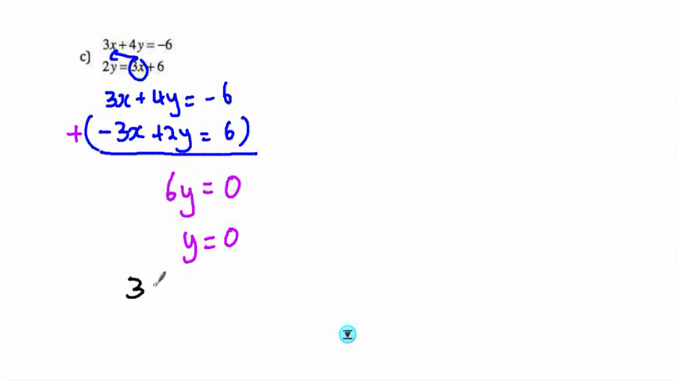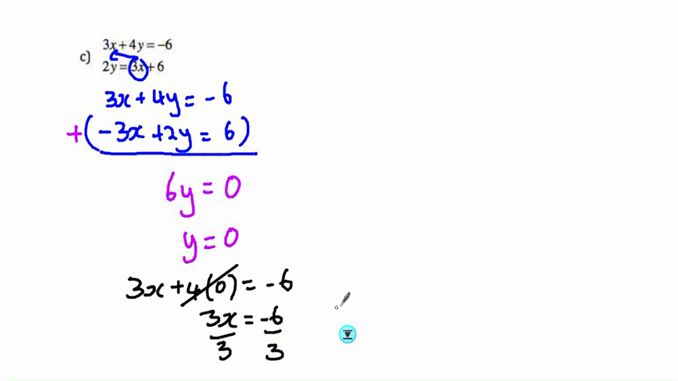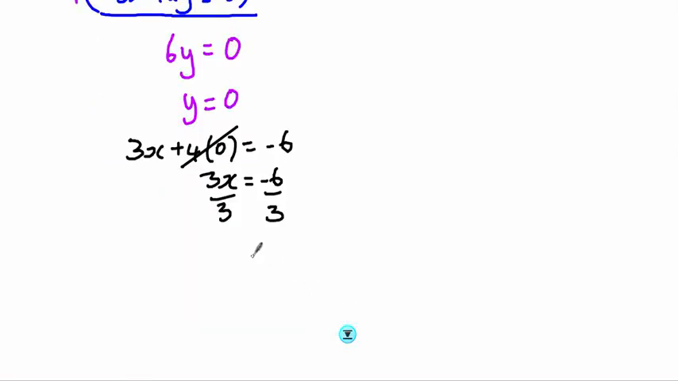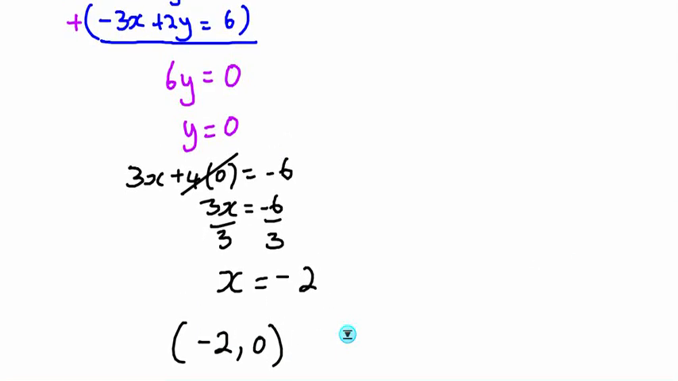And so I'm going to substitute back into the first equation. 3x plus 4 times y, which is 0, is minus 6. And so 4 times 0 is 0. 3x is equal to minus 6. And I'll divide through by 3 to give us our x value of minus 2, and again, as an ordered pair, minus 2, 0 is our solution.